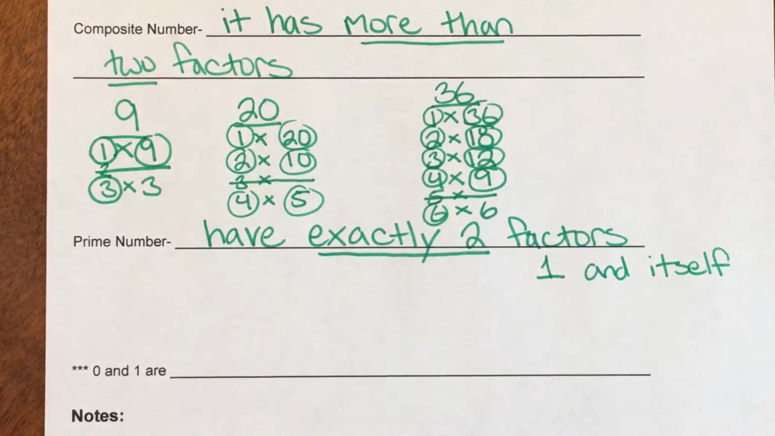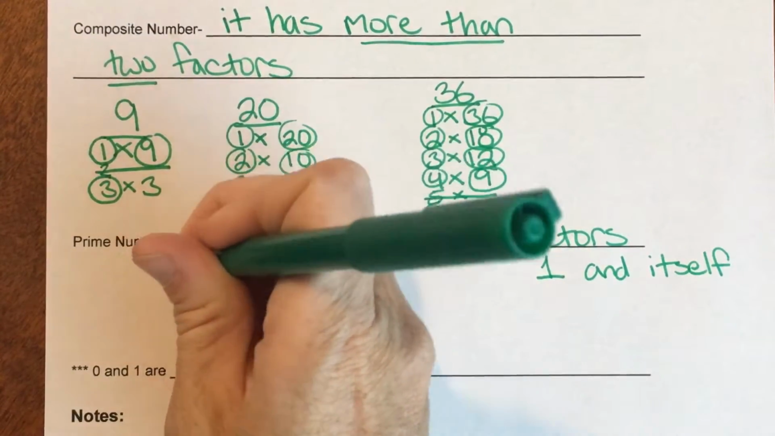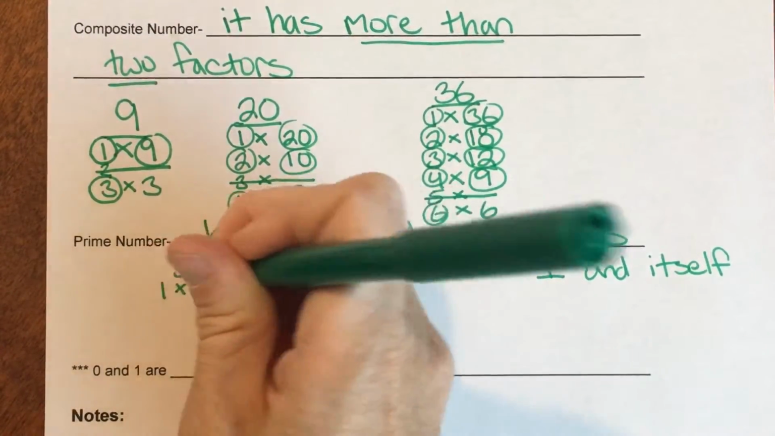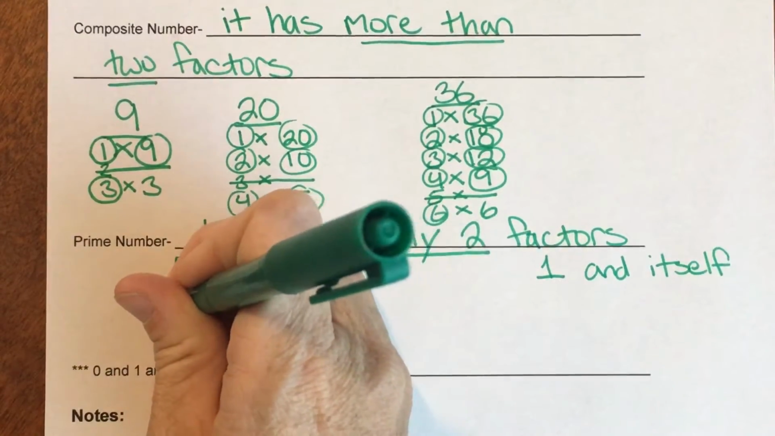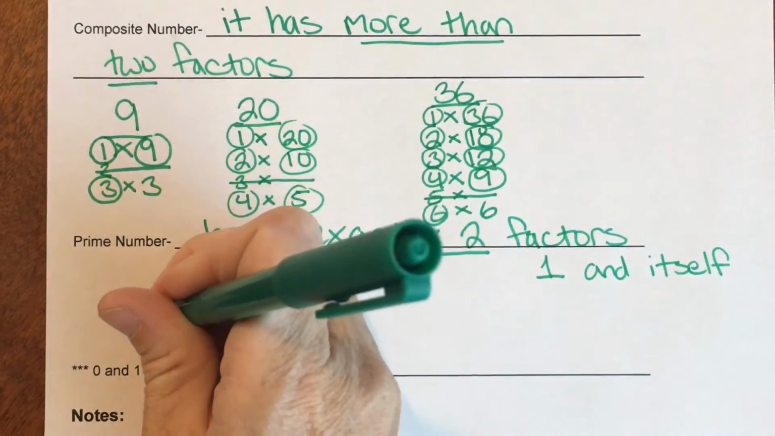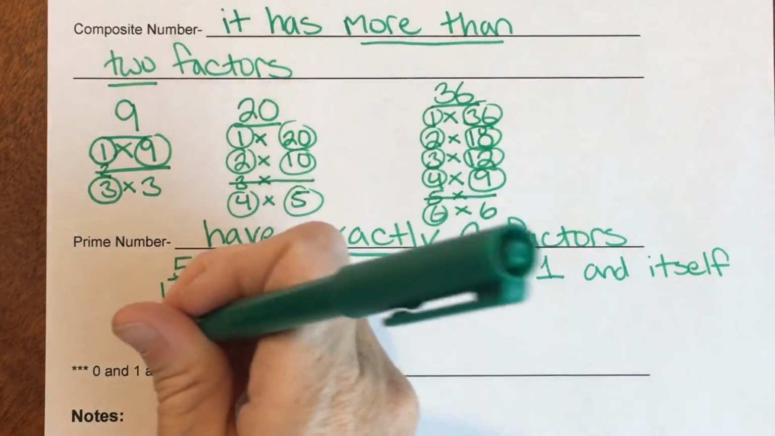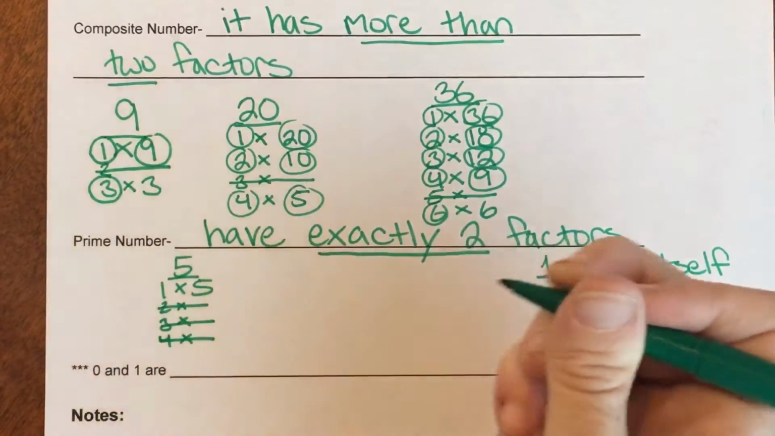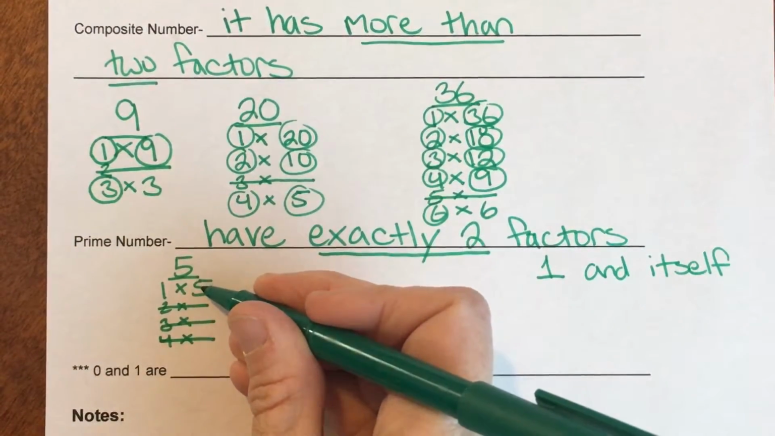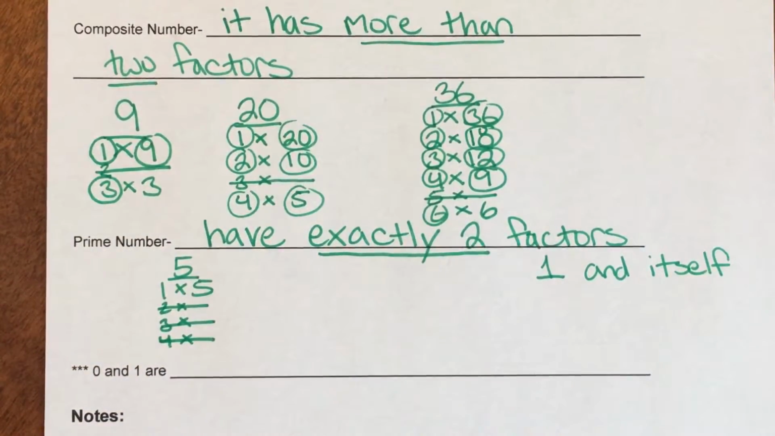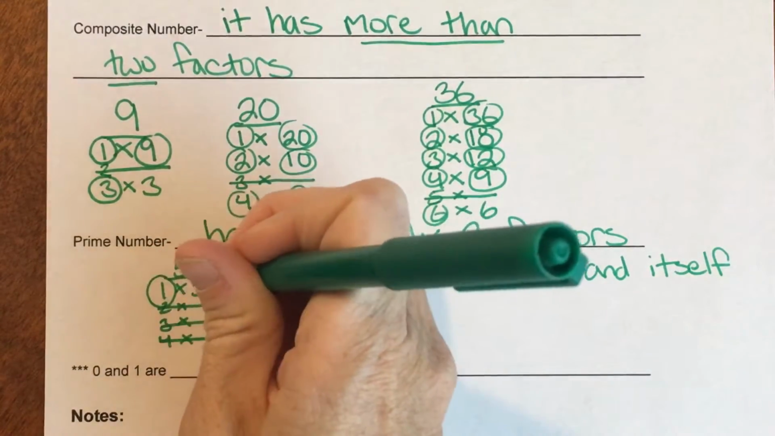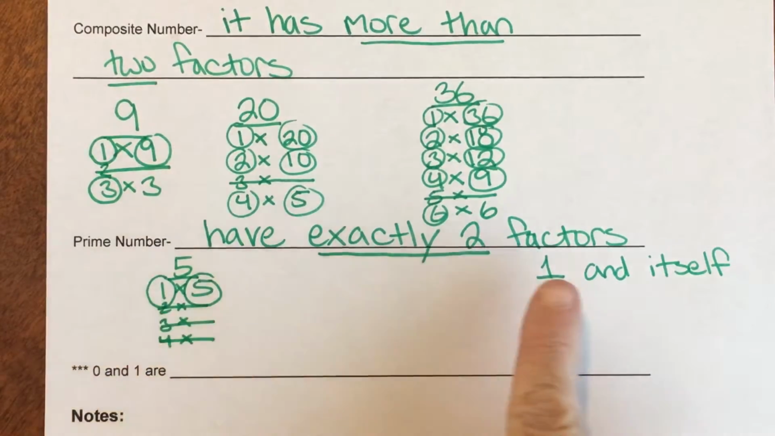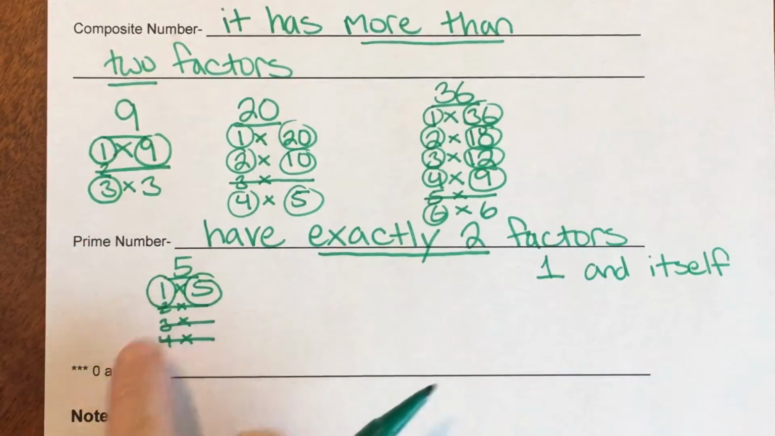Okay, so think of a number like 5. I have 1 times 5, okay? 2 doesn't work. 3 doesn't work. 4 doesn't work, and 5 would be repeating, so I'm going to stop. So that means the only factors of 5 are 1 and 5, which are 1 and itself, and it has exactly 2.